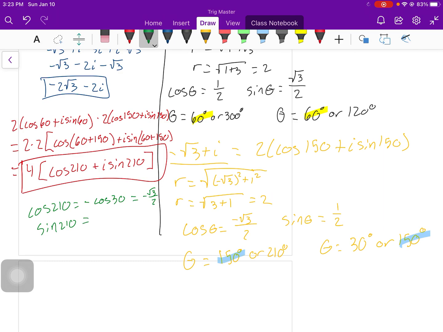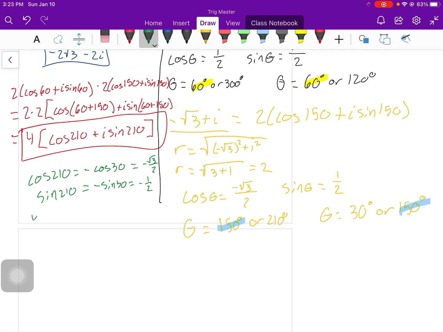Similarly, sine of 210 is also going to be negative because it's in quadrant 3. So that's going to be negative sine of 30, which is negative 1/2. So if I had plugged those in, I'd have 4 times negative square root of 3 over 2 minus I over 2, which would have been negative 2 square root of 3 minus 2I, which is what we got when we multiplied that out in standard form.